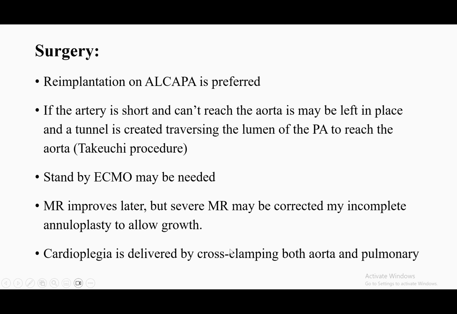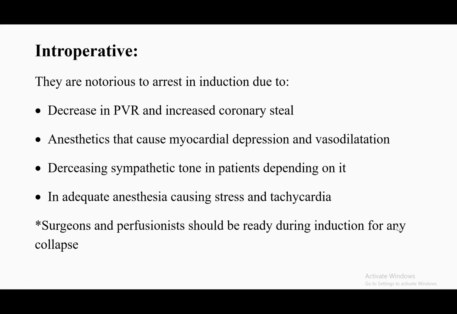Cardioplegia is delivered by cross-clamping both the aorta and the pulmonary artery to prevent steal from the aorta through the collaterals to the ALCAPA and the pulmonary artery. So they should put 2 clamps on the pulmonary and the aorta. These patients are notorious to arrest in induction due to decrease in pulmonary vascular resistance and increased coronary steal.